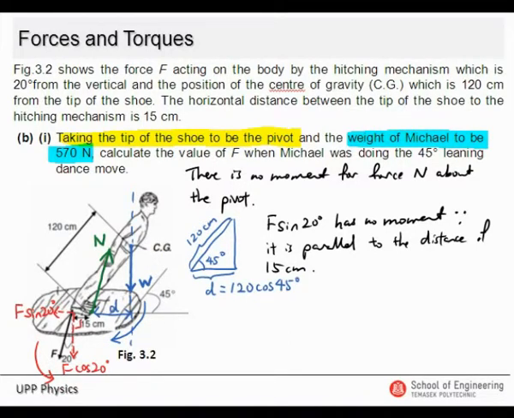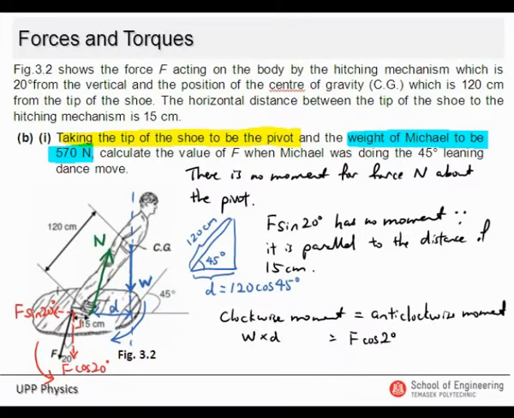So, from the principle of moments, the clockwise moment is equal to the anti-clockwise moment about the pivot. This principle is only true when the body is in equilibrium. So the clockwise moment is W times D. The anti-clockwise moment is F cosine 20 degrees times 15.